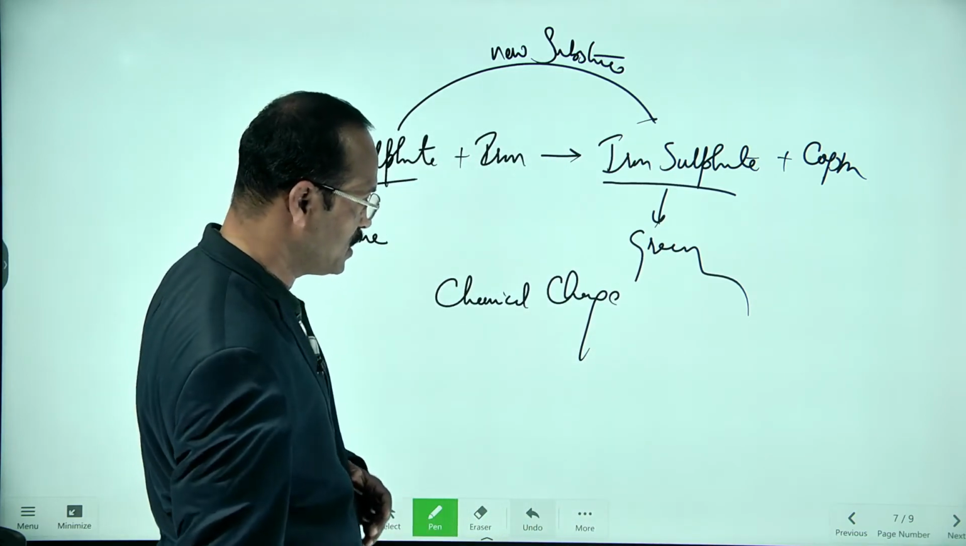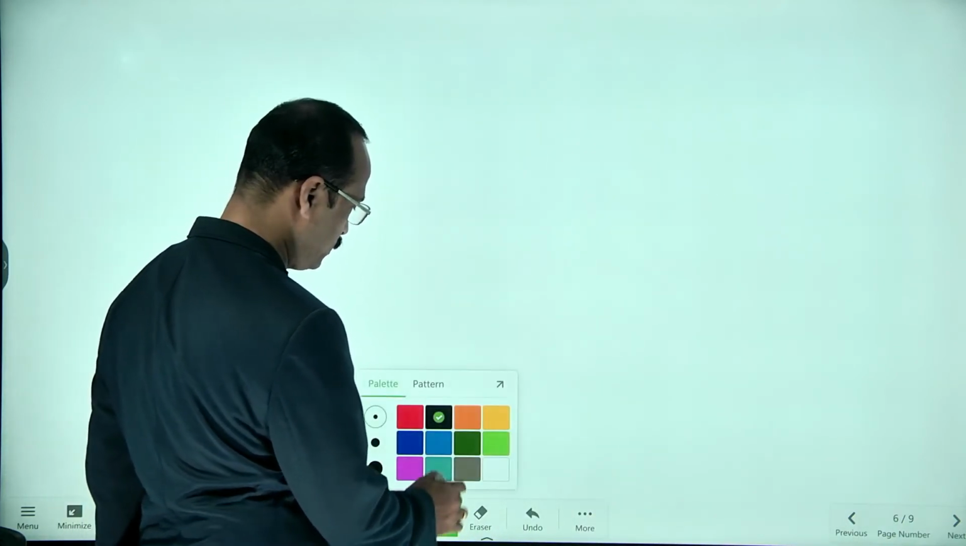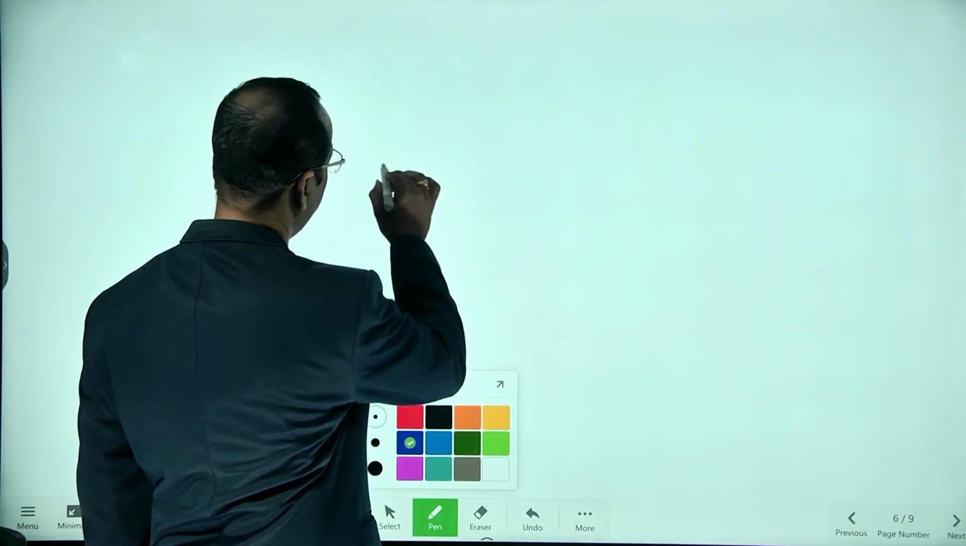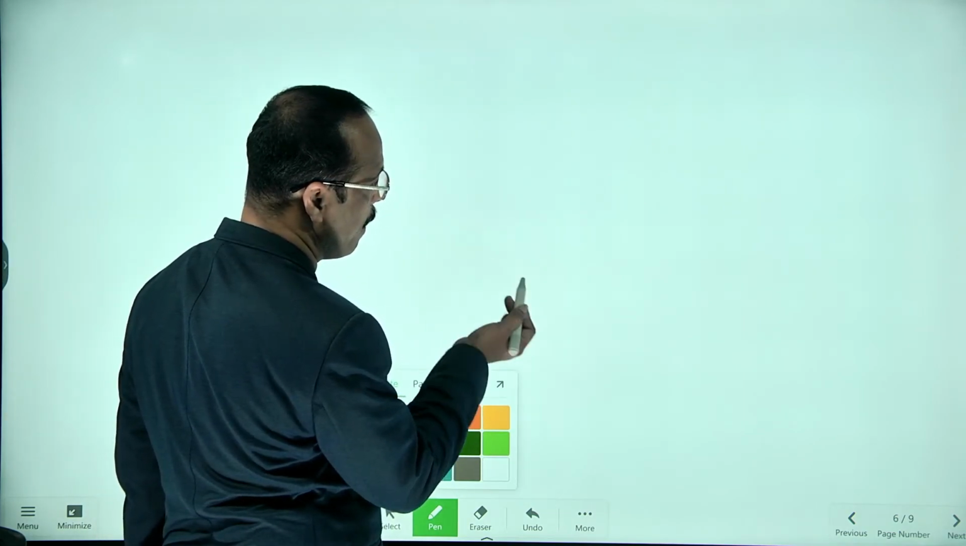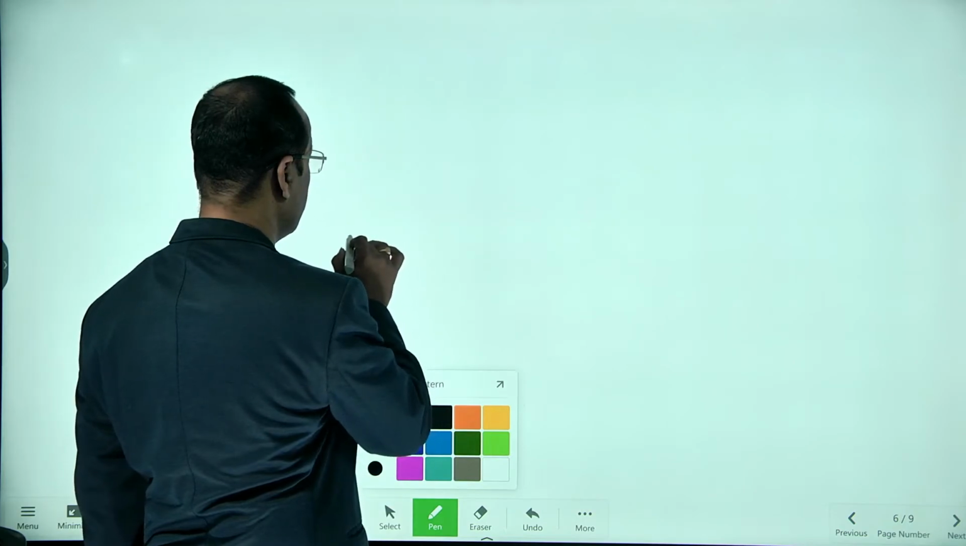Yes, sir. Next. Which of the following is a chemical change? Boiling of water, cooking of vegetable, tearing of newspaper, freezing of water into ice. So what's the right answer?